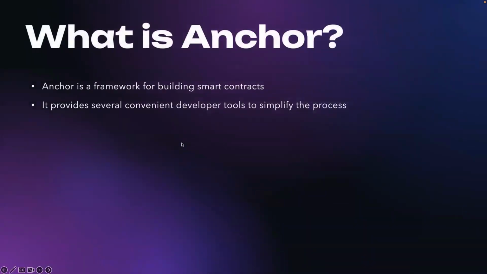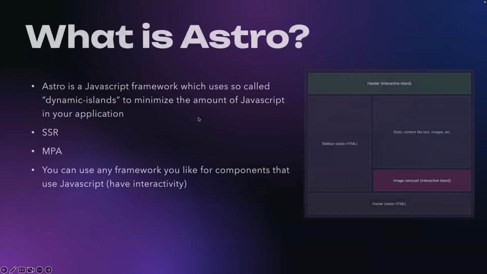All right, so first of all, what is Anchor? Well, TLDR, it's a framework for building smart contracts, and it makes it much easier than writing native contracts with C++ or C, because it provides a lot of tools to simplify the process. And for the front end, we're using Astro, which is actually just another JavaScript framework, which I found pretty interesting.